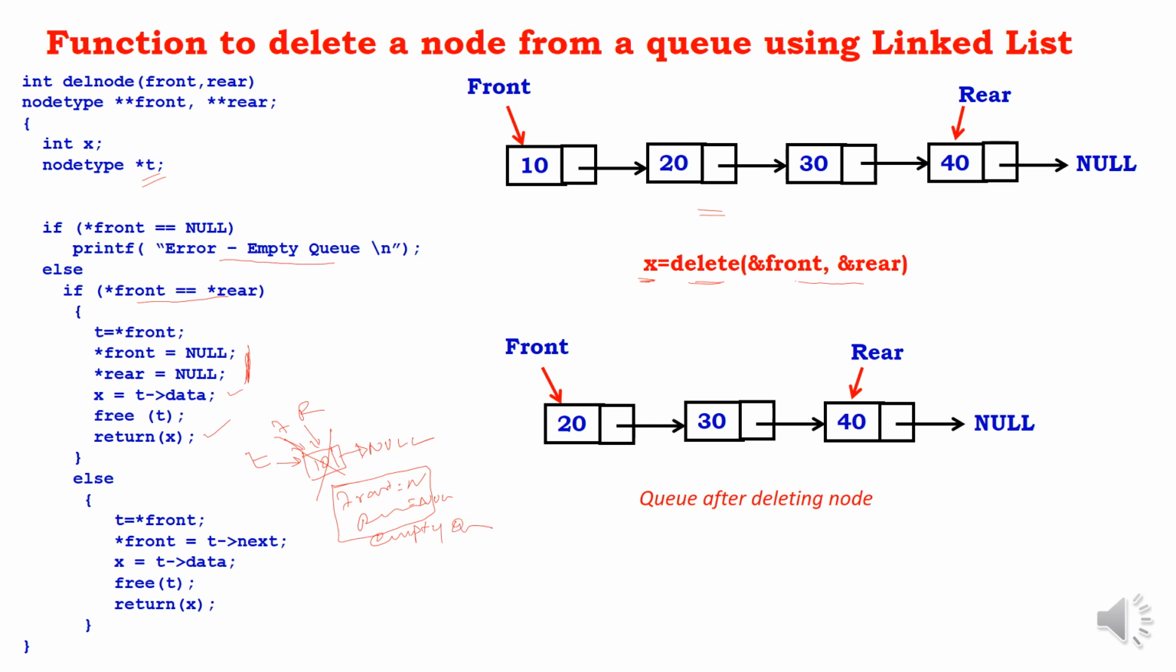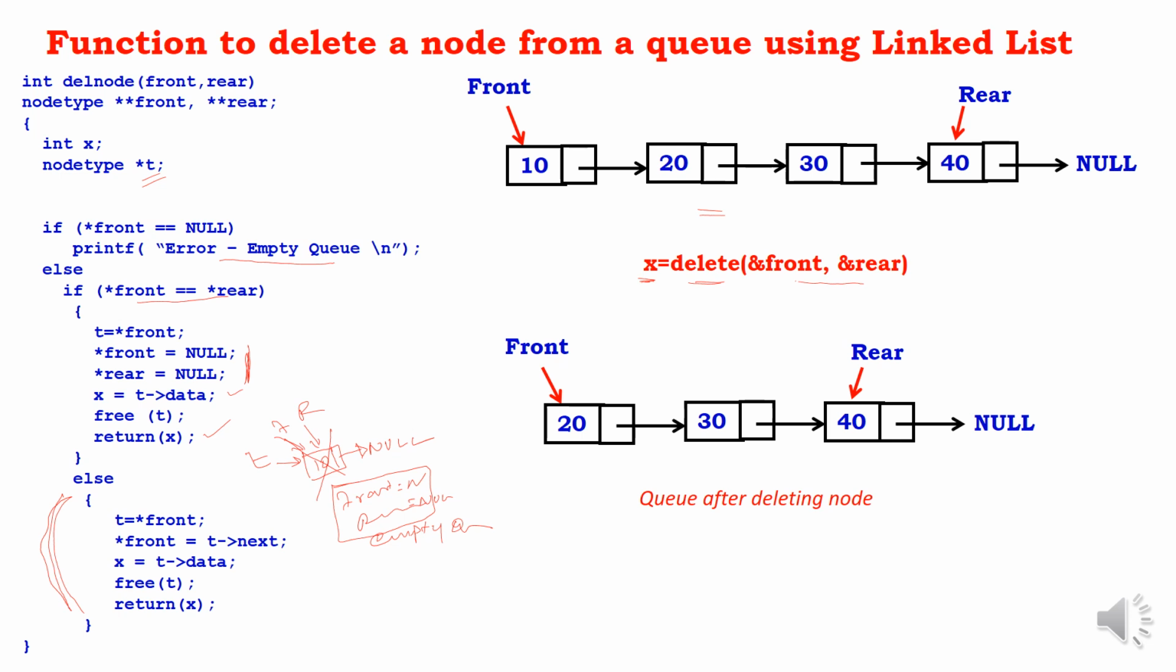Suppose there are some number of nodes, like this, else, right? So front is null means the queue is empty. If it is not empty, it may contain only one node, or it may contain more than one node. So now here there are more than one nodes. How to delete a node when there are more than one nodes? I am trying to explain now. Now see here, else means these instructions are to delete a node when there are more than one nodes in a queue.